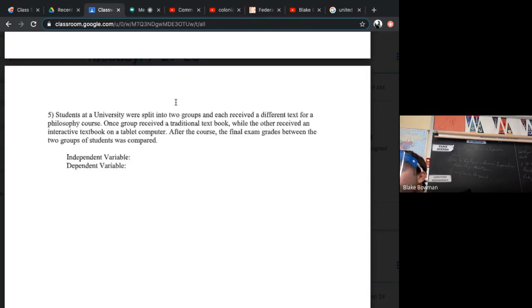5, students at a university were split into 2 groups and each received a different text for a philosophy course. One group received a traditional textbook while the other received an interactive textbook on a tablet computer. After the course, the final exam grades between the 2 groups of students were compared. Nina, what do you got for independent variable? The students were given 2 different styles. Yeah, good job. So the type of textbook, either it was on the computer or an actual hand copy. Good. And then dependent variable.